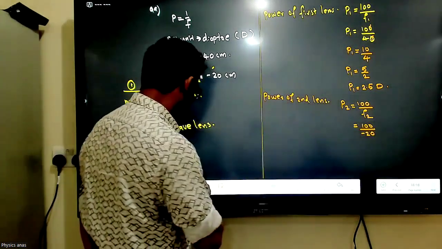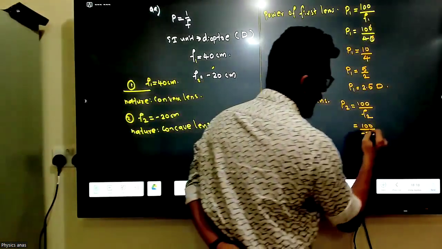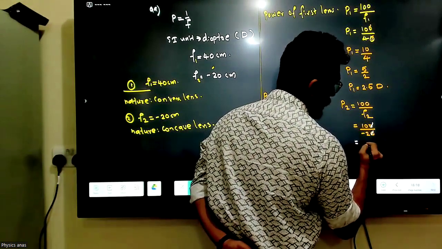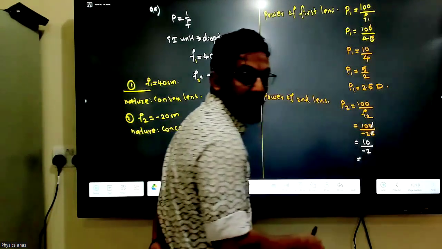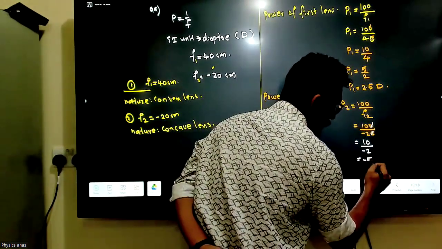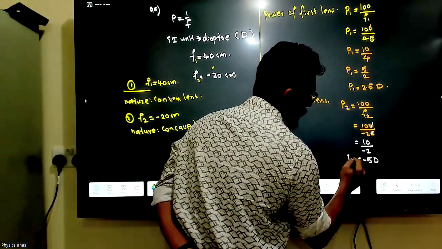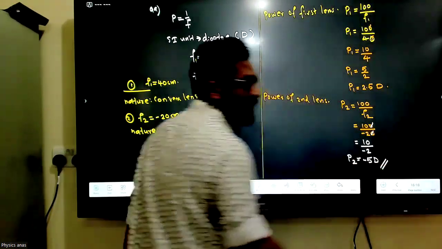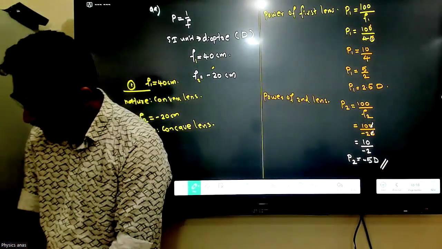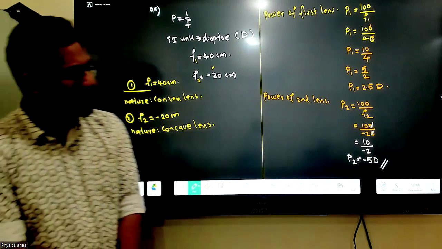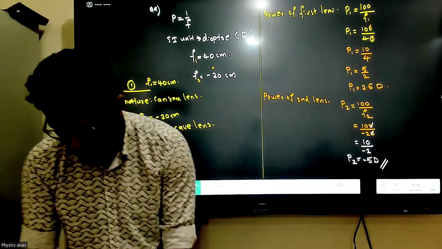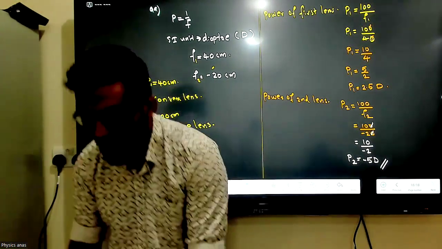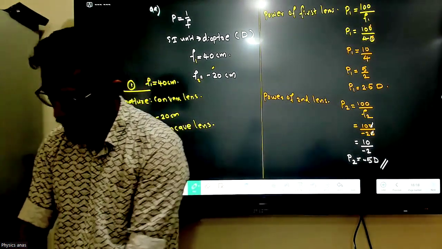So you can cut one 0 from it. That will be 10 divided by minus 2. What is the value of 10 divided by minus 2? That is minus 5. Minus 5 diopter is the power of the second lens. You got it? Did you understand that? That's a very simple question, right?